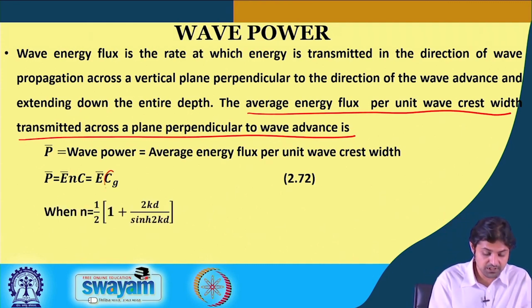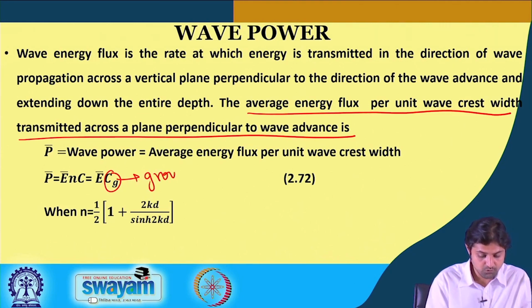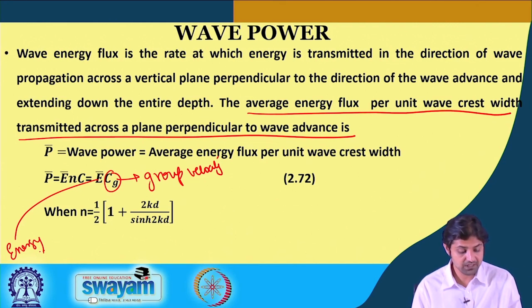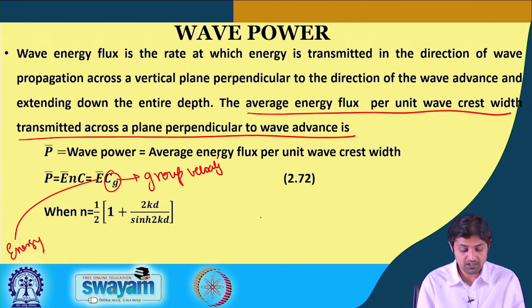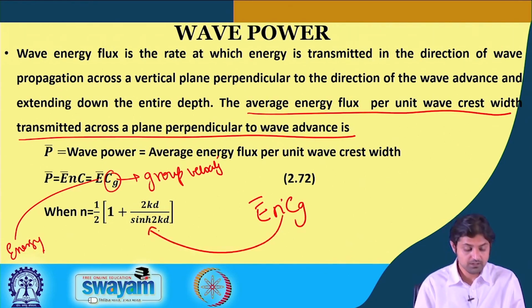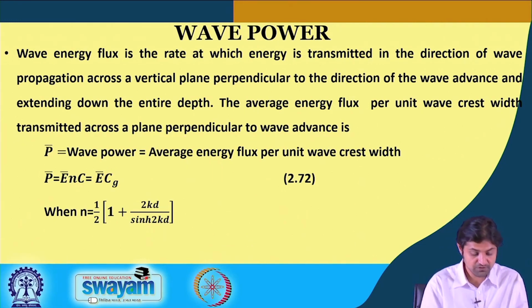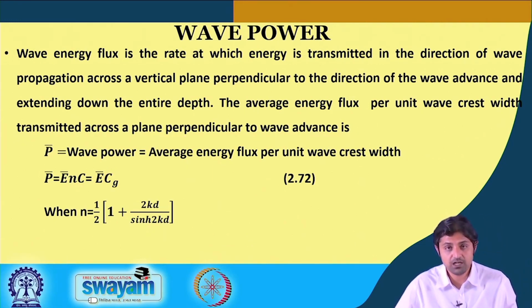This is important. Cg is group velocity and E is the energy that we just derived. So, the power is given as E into Cg, or if you want to write it in terms of celerity, it is E bar n into Cg. You saw that n was this. So, you just need to remember the formula as E bar into Cg, where E bar was gamma A square by 2.